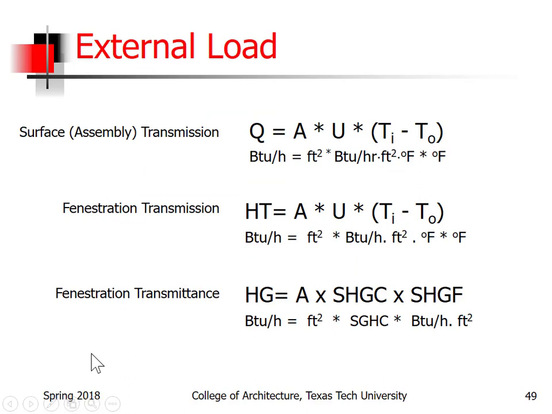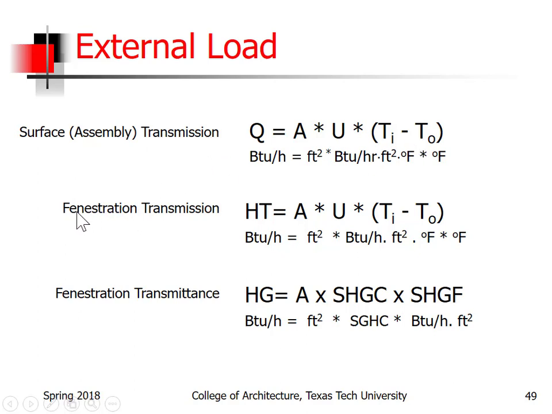Okay, so of our external loads, what we call the loads that come from the climate, we've talked about the surface, or the assembly, the walls, roofs, all the opaque surfaces, and we calculate that using this formula: the BTUs per hour that it transmits is equal to the area times the U value. Notice I said U value, not U factor, because this is derived from adding all the R values of the materials together and taking the reciprocal, and times the delta T. Once again, it's transmission.